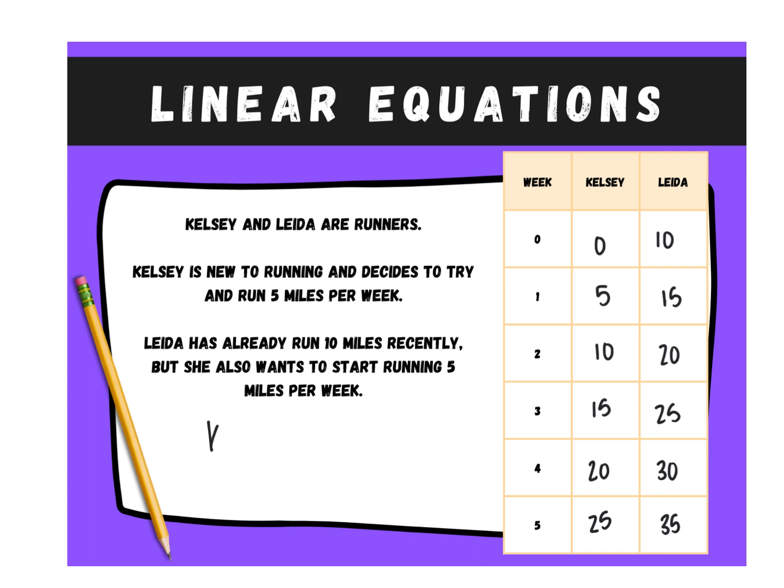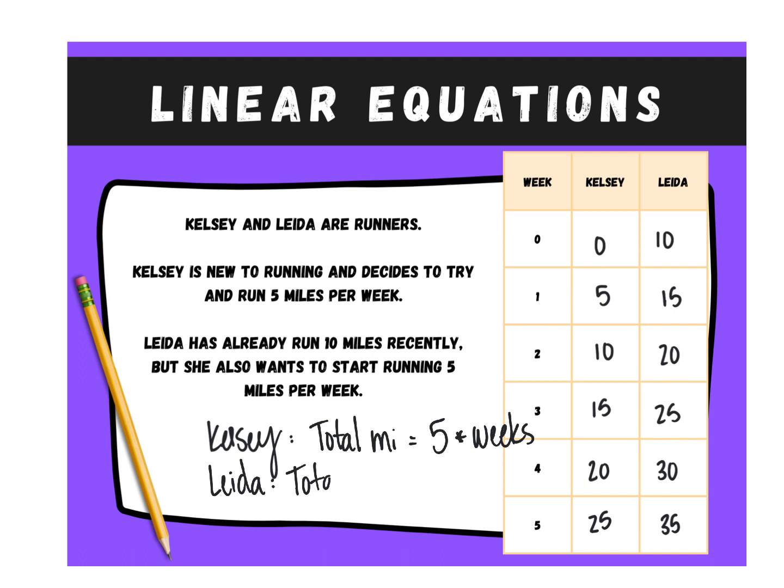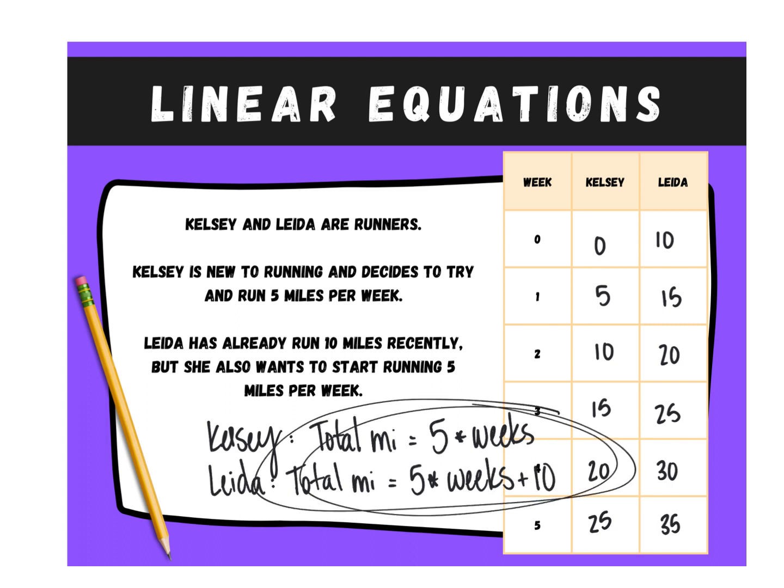So an equation for Kelsey might look like this. The total miles is going to be equal to 5 times the number of weeks. Leida's equation might look a little different. For Leida, the total is going to be equal to 5 times the number of weeks, but she also has that extra 10 miles that she had already run. These two equations are a little bit different, but they're simple examples of what a linear equation could be.